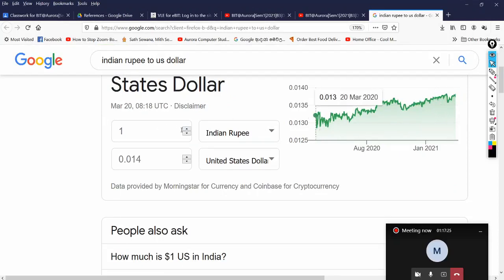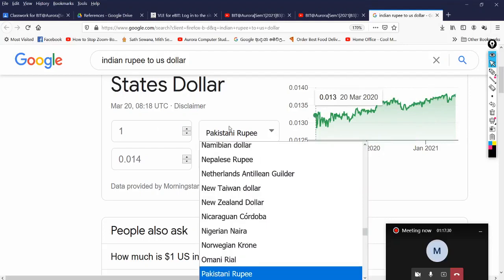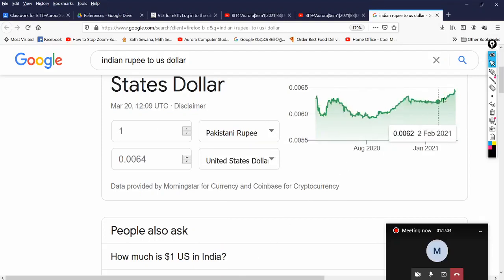Now let's look at Pakistan rupee. You can see it's also getting stronger and stronger, you can see it's green. Now let's say Bangladesh.